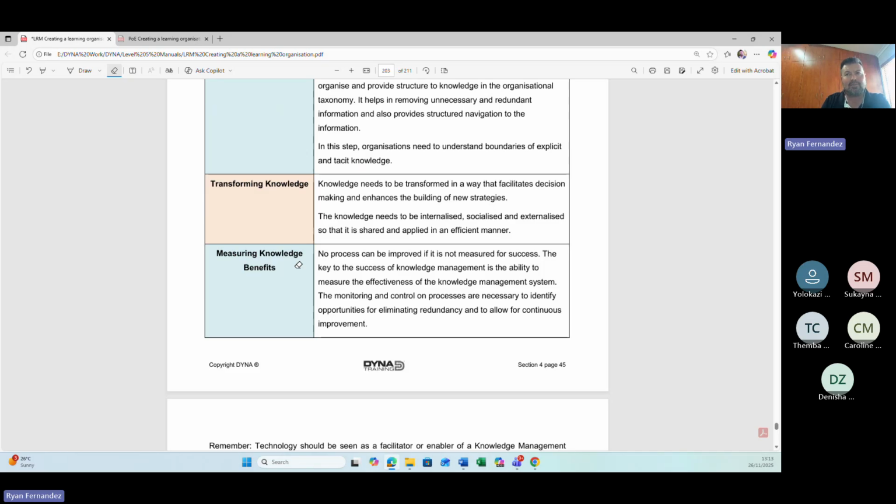So what has improved because we have used other knowledge? What has become better because we have used the knowledge? We need to be able to measure that.